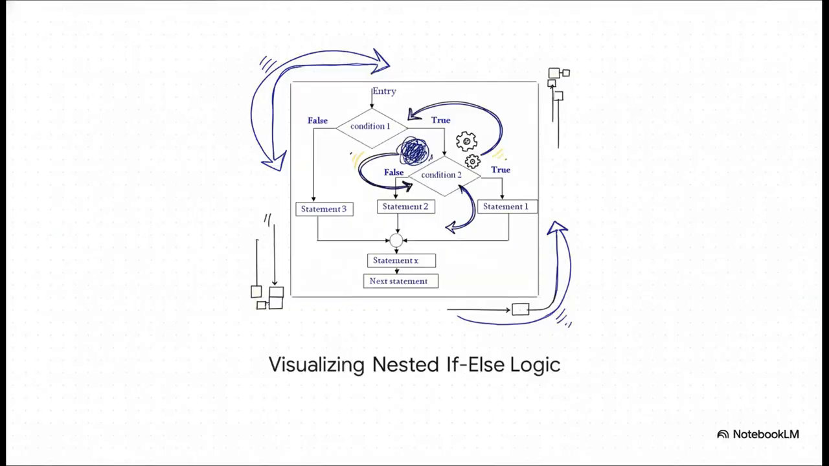Okay, let's trace this flowchart. We start with condition 1. If it's true, we don't just execute a final statement right away. Instead, that true path leads immediately into another diamond, condition 2. This lets us evaluate multiple, interconnected layers of criteria. It's the program's way of saying, all right, the first test passed, but let's check one more specific thing before we act.